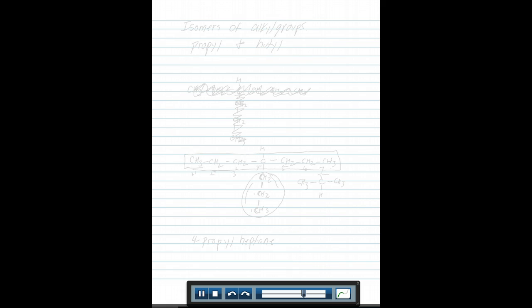All right, now we're going to talk about different isomers of alkyl groups. So what happens if our substituent is an isomer of some alkyl groups that we've learned? And the ones we're going to learn about are propyl and butyl. Okay, so let me just kind of show you an example. Let's say you have CH3, CH2, CH, CH2, CH2, CH3.